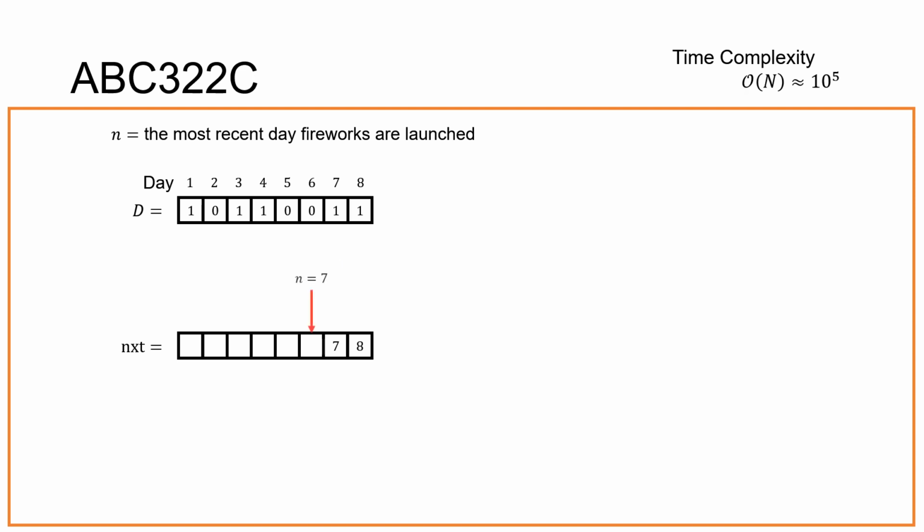Then we look at day 6, but we don't have fireworks on the day. In that case, we don't update n and we just substitute n by next of 6. We continue it with this rule. Then the algorithm works in this way, and the list next is filled correctly. This ends the explanation of problem C.